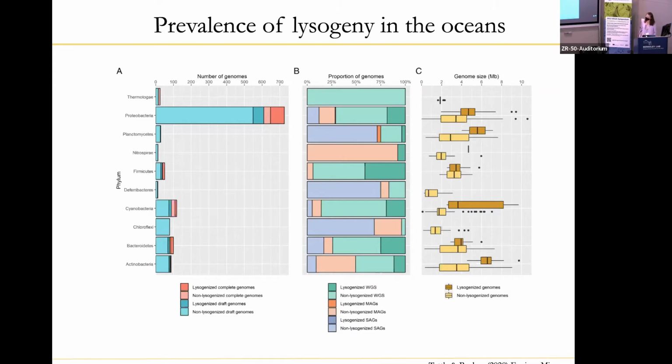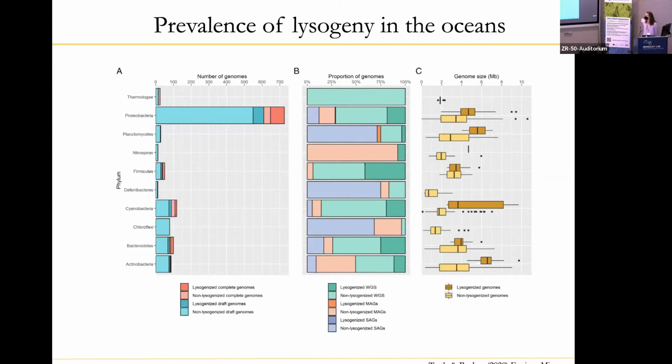So in about 2016, there was a study looking at the prevalence of prophage in closed bacterial genomes. The result of that analysis was that approximately 50% of closed bacterial genomes, which is going to be a little bit of a biased view of the bacterial world, had prophage. And so we wanted to look to see how pervasive that might be in marine populations.